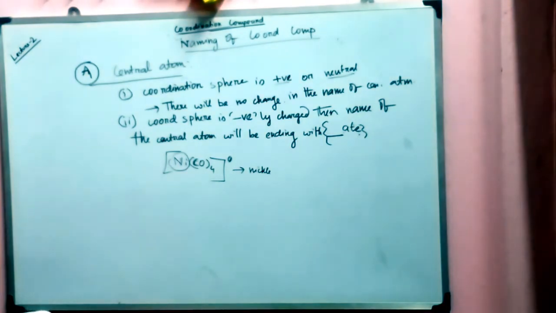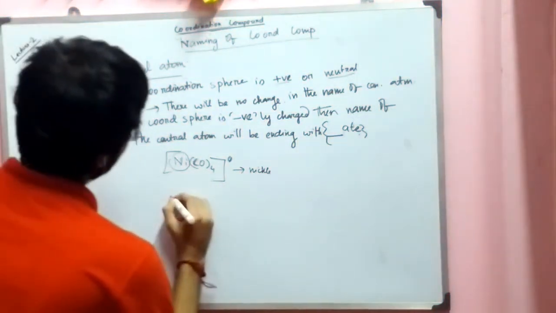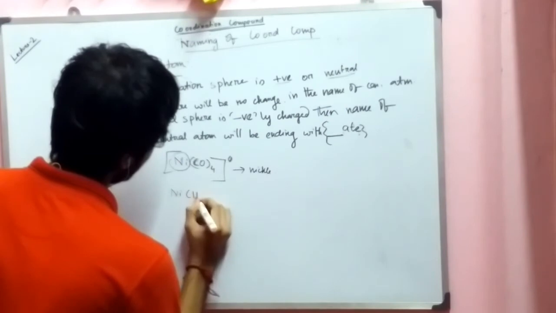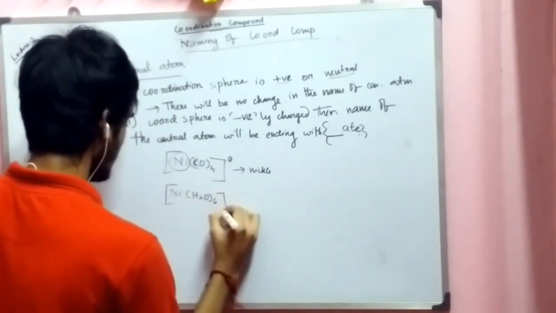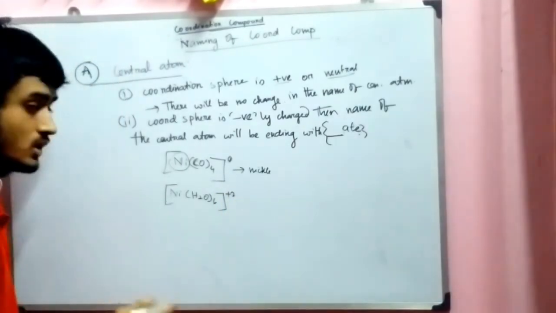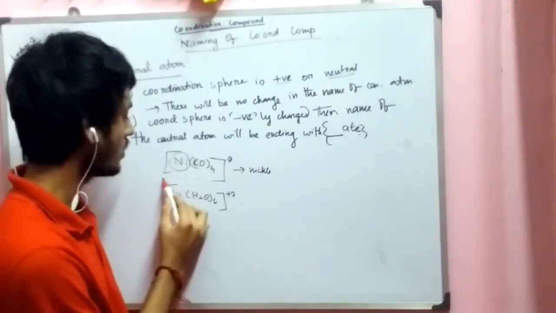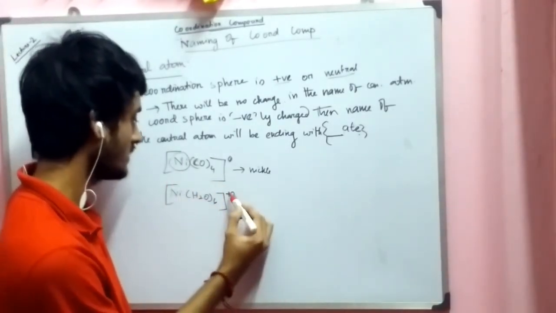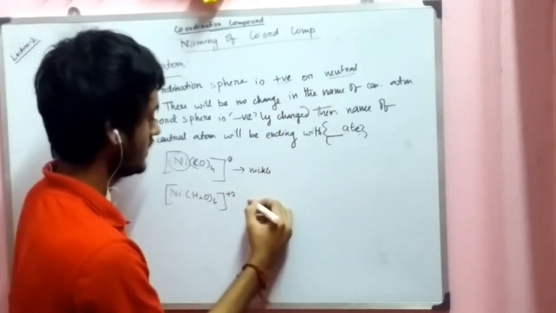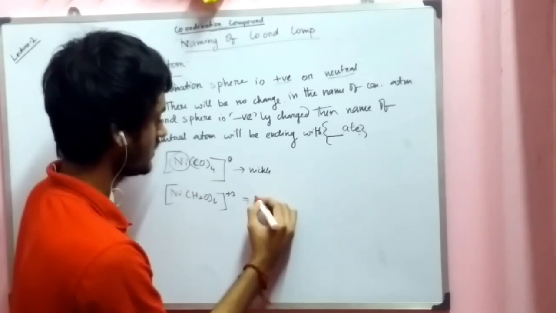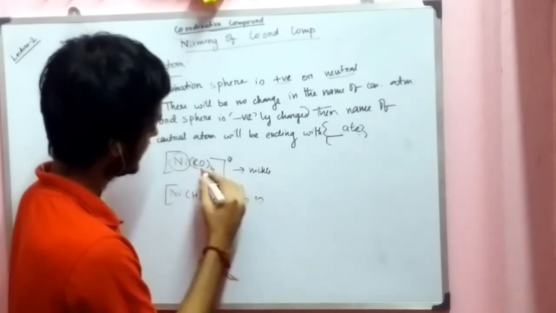And the next example I will be taking is [Ni(H2O)6]2+. The whole thing here is the coordination sphere, and it is positively charged, and if positively charged or neutral, then it will also be nickel, same name, nickel.